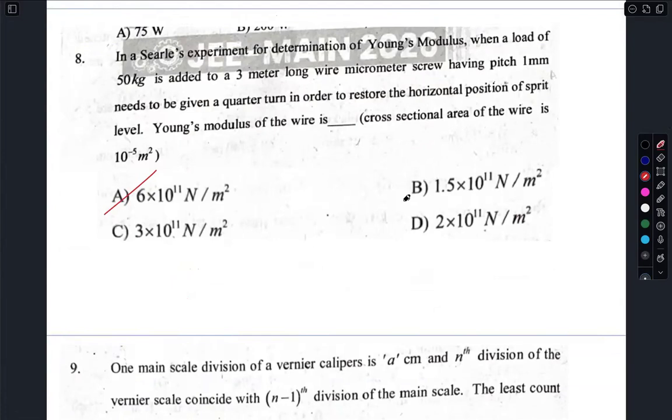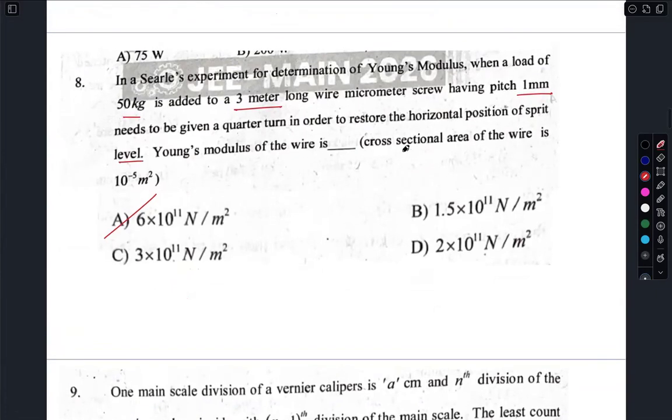I'll try a Searle's experiment for determination of Young's modulus. When a load of 50 kg is added to a 3-meter long wire, a micrometer screw having pitch 1 mm needs to be turned a quarter turn in order to restore the horizontal position of the spirit level. Young's modulus of the wire is... no, they are giving in fact the elongation. Elongation is 1/4 of a mm. That's the meaning actually. If I can catch that, the elongation is 1/4 mm.